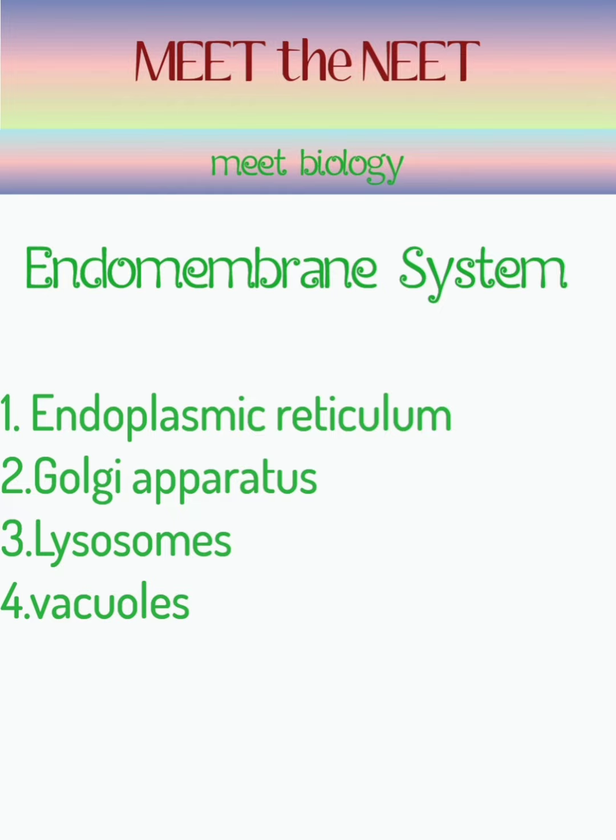The next structure is lysosome. Lysosomes are popularly known as suicidal bags because they contain the digestive enzyme acid hydrolases. That's why they are called suicidal bags. Lysosomes are present in animal cells except RBCs. In plants and fungi, vacuoles take over the function of the lysosome.